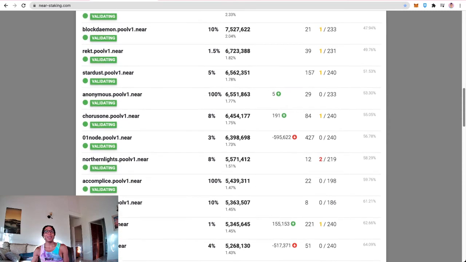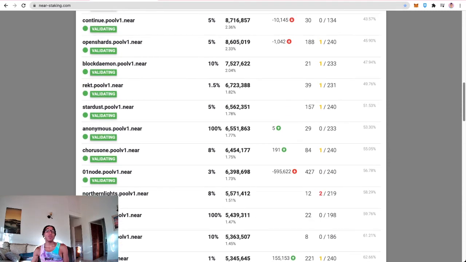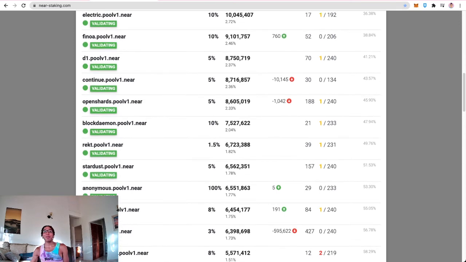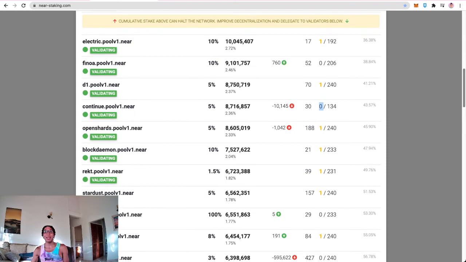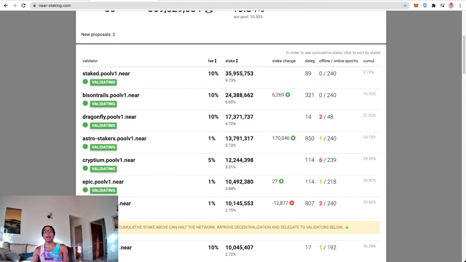Let's see, usually I go by cool names, but you also do wanna see how many epochs have they missed. So zero is usually what you'd like to see. The next number, I'm pretty sure, is how many epochs they've been online, and then offline epochs. So for me, usually what I wanna see is a high number here. It means they've been validating for a really long time.